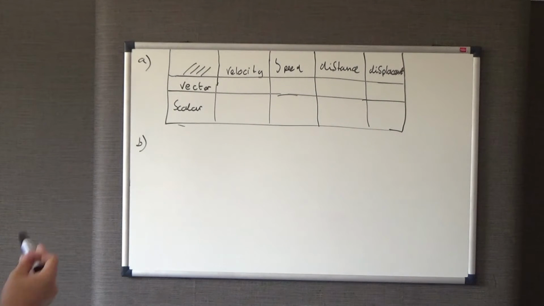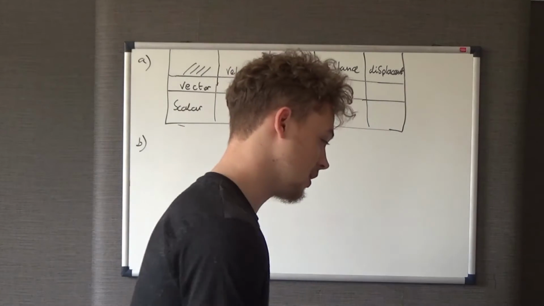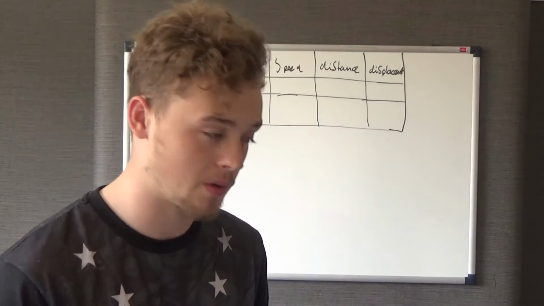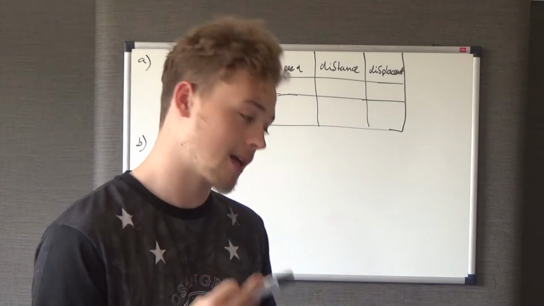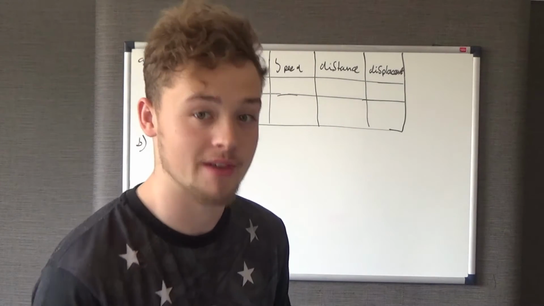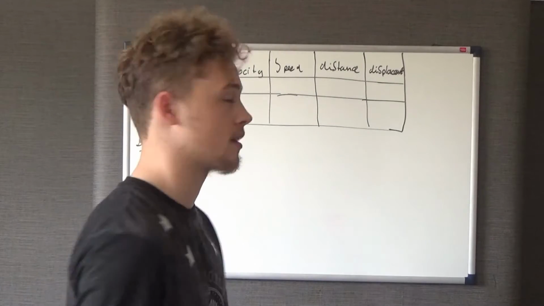Velocity. Is that a vector or a scalar? Well, it will be given as a magnitude, but does it have a direction? If you do M1, velocity is given as a vector. So therefore it must be a vector in this case.